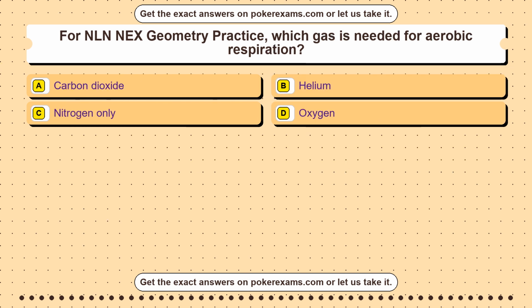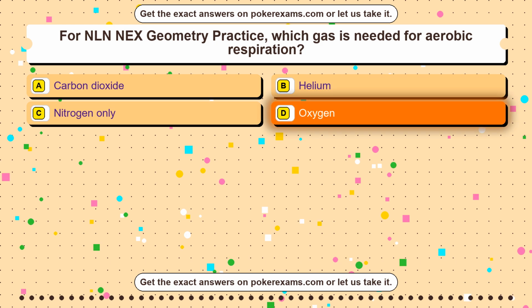Question 22. For get geography practice, which weathering process breaks rocks by freezing water? Option A, photosynthesis. Option B, evaporation. Option C, pollination. Option D, ice wedging. The correct answer is option D.